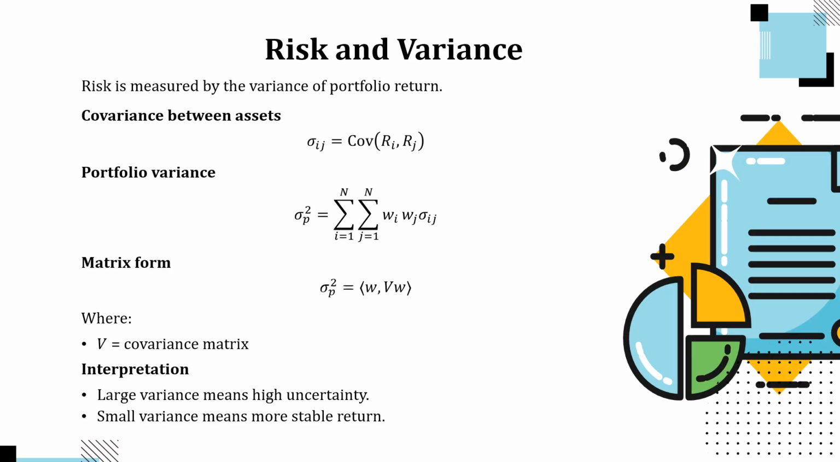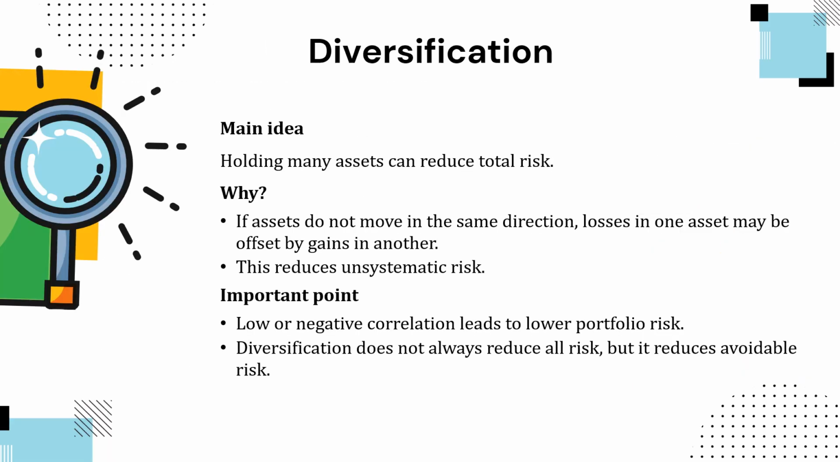And here is risk and variance. Risk in portfolio analysis is measured by variance and standard deviation. Variance indicates how much returns fluctuate around their average value. An important point is that portfolio risk depends not only on individual assets but also on how assets move together. This relationship is measured by covariance.